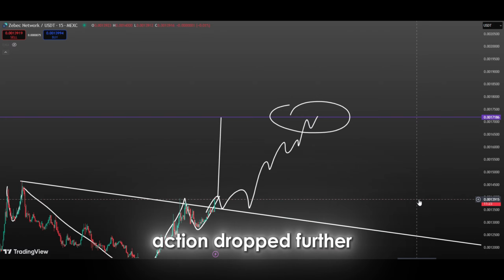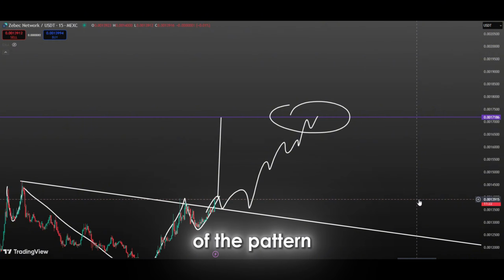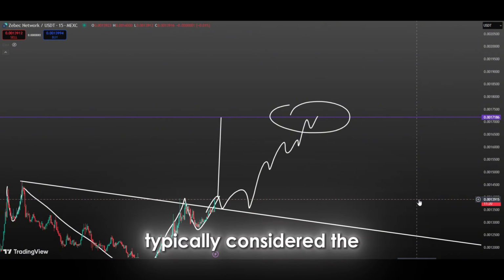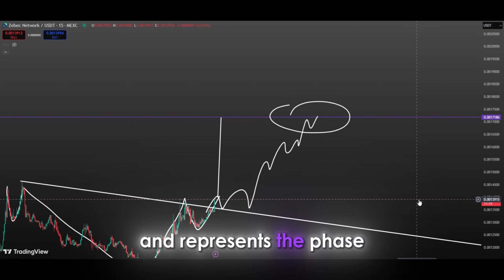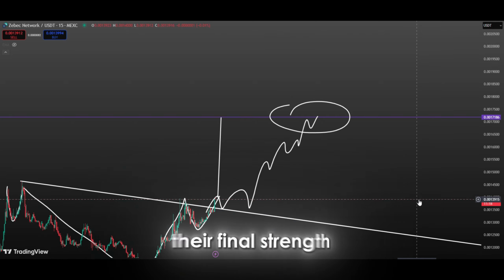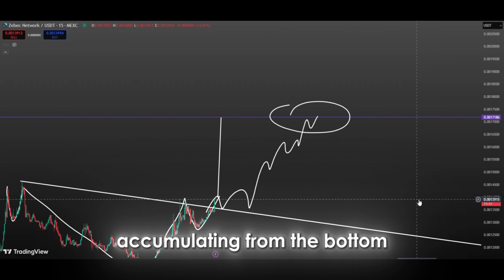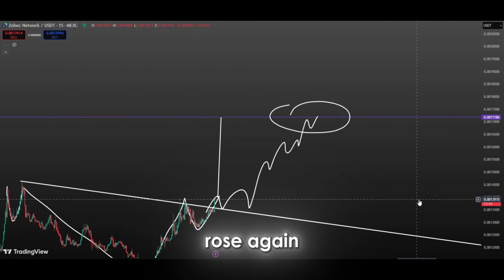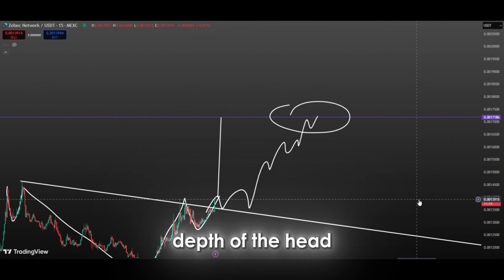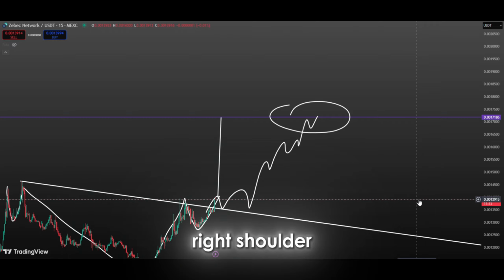Then, the price action dropped further, forming the head of the pattern. This part is typically considered the lowest point and represents the phase where sellers exert their final strength, while buyers begin accumulating from the bottom. Finally, the price rose again, but pulled back before reaching the depth of the head, creating a symmetrical right shoulder.